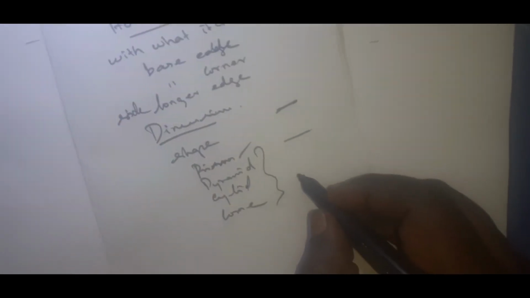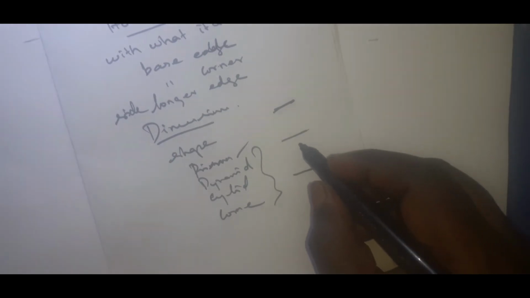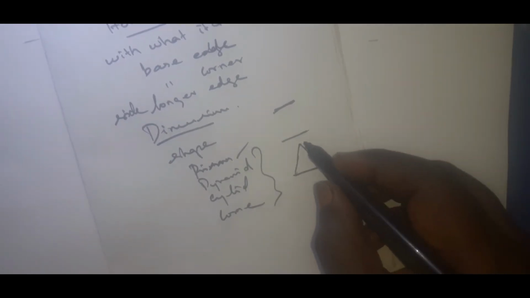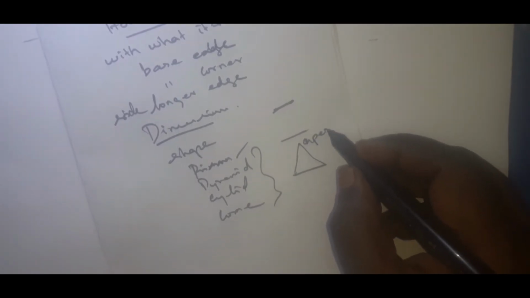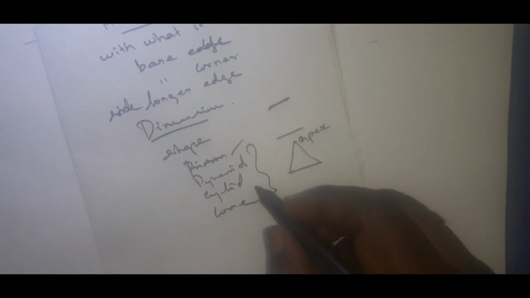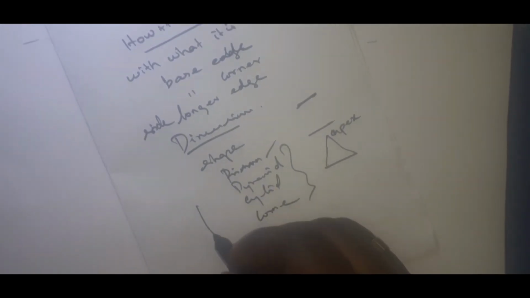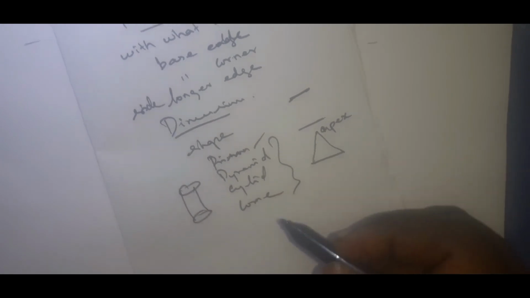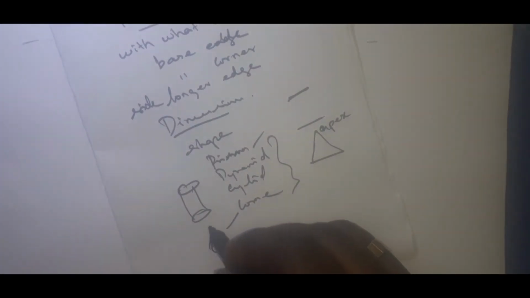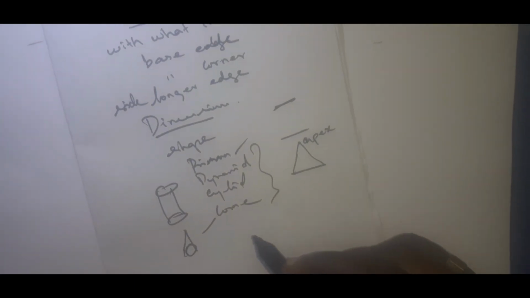If it is a pyramid, we have the bottom alone and the top will be a single point, that will be called the apex. Cylinder means it is also the same shape like this. Cone means it will be like this, bottom will be round and top will have an apex. So these are the things you have to keep in mind.